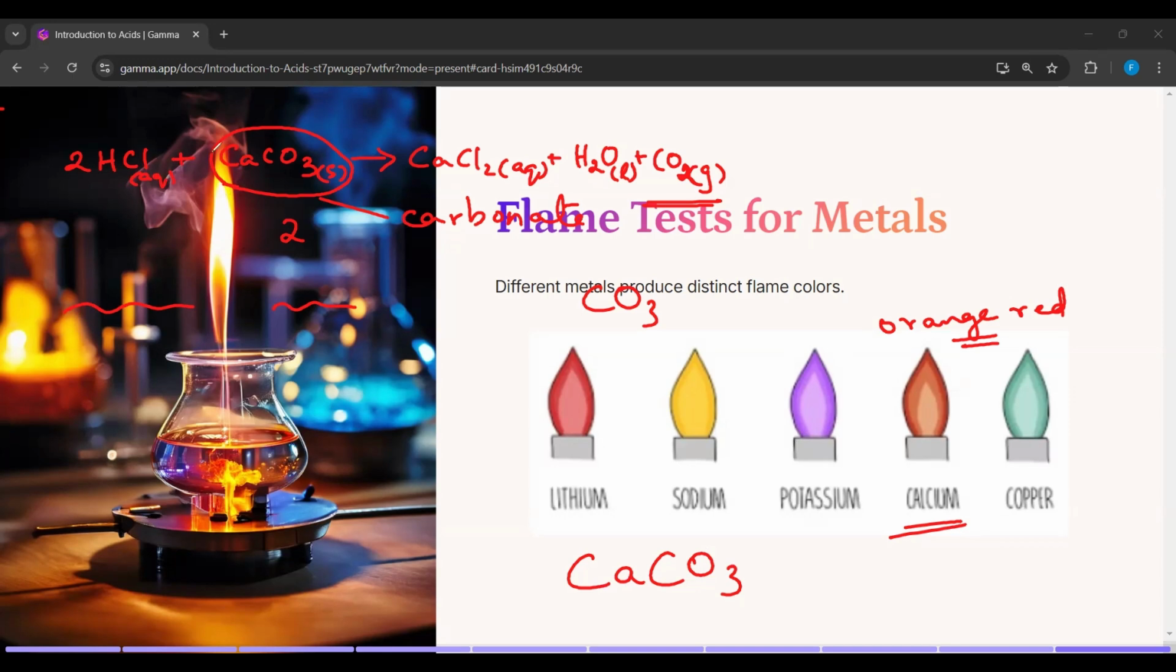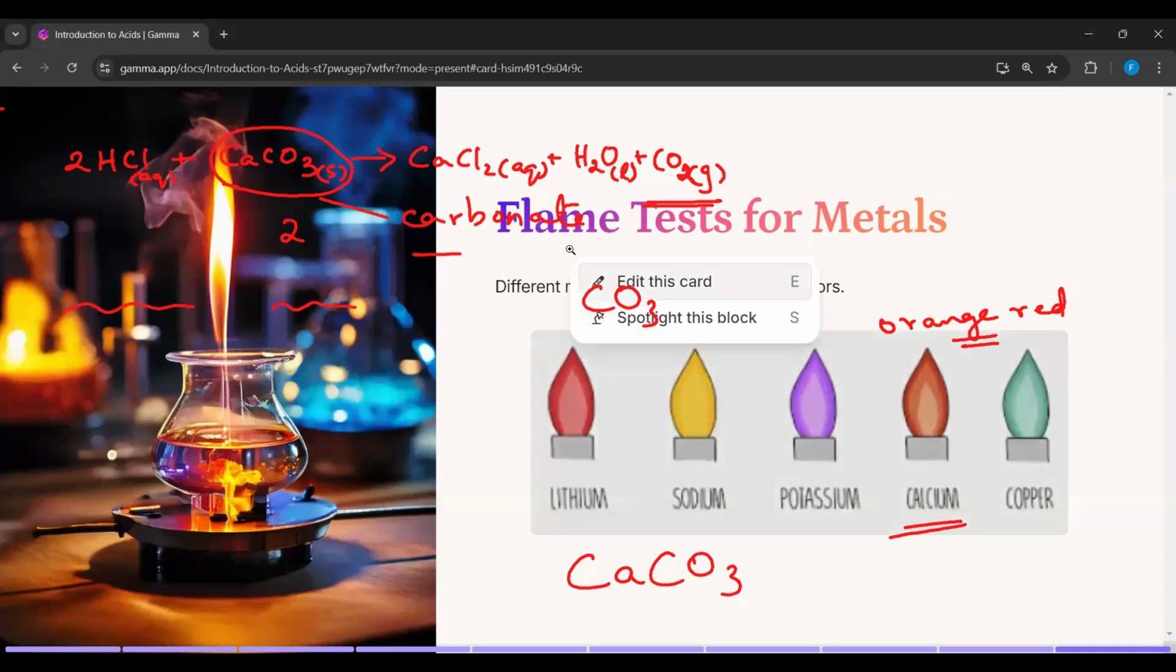So if an unknown salt is given, you just add hydrochloric acid. And if there are any bubbles coming out, you do a carbon dioxide test where you just put those bubbles in lime water. It turns milky, which confirms that there is a carbonate. And for the cation, you do the flame test.